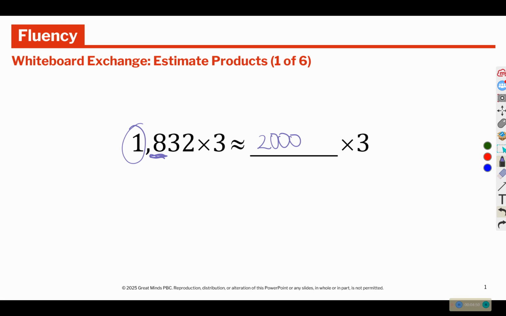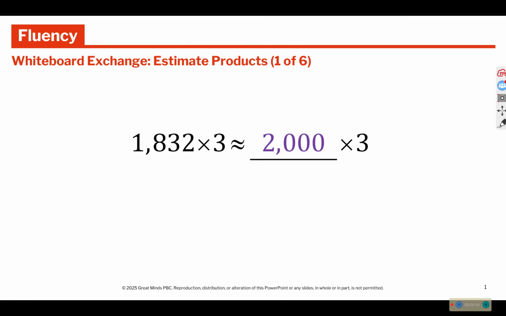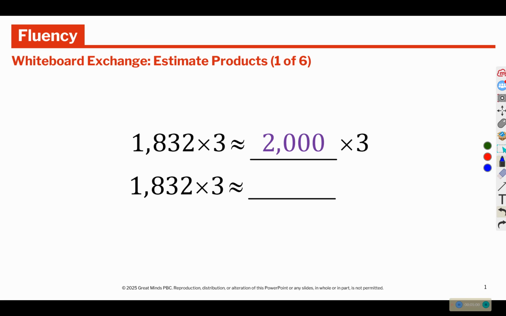Then in the next section, we're going to multiply 2,000 by 3 to figure out our estimation. 2 times 3 is 6. So 2,000 times 3 is 6,000.